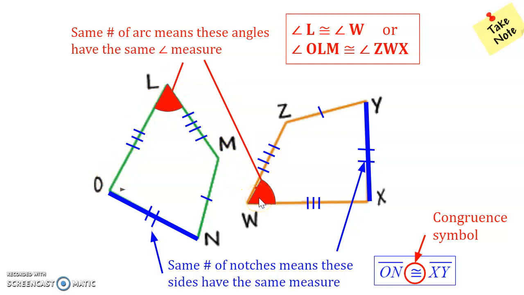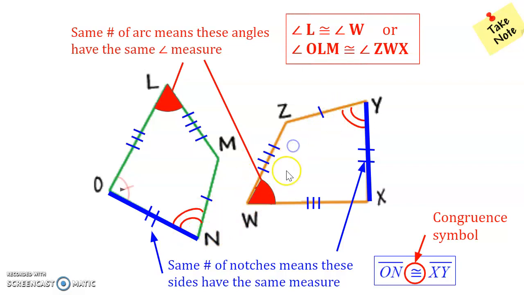And how would you call this angle? If I was to use three letters, I could use ZWX, or I could say XWZ. That would both be correct. So we would say angle OLM is congruent to angle ZWX. Now, since we said the same number of arcs means these angles have the same measure, we can use two arcs here and two arcs here to indicate that this angle measure and this angle measure are exactly the same. They are congruent.